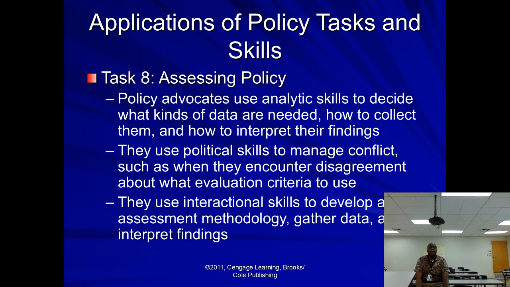And task number 8, assessing policy. Policy advocates use analytic skills to decide what kinds of data are needed, how to collect them, and how to interpret their findings. They use political skills to manage conflict, such as when they encounter disagreement about what evaluation criteria to use. They use interactional skills to develop an assessment methodology, gather data, and interpret findings.